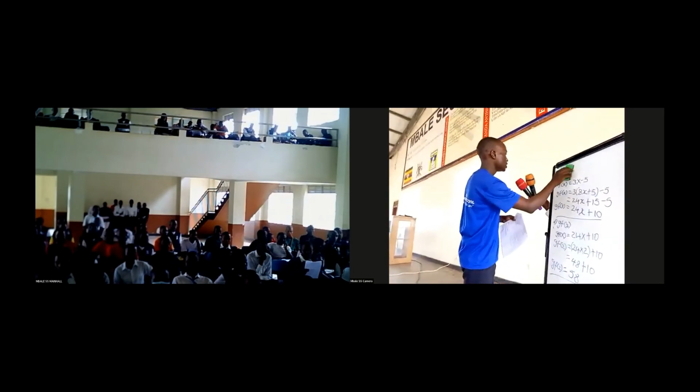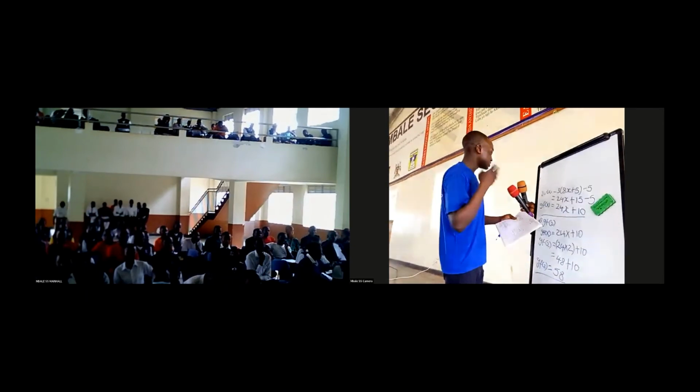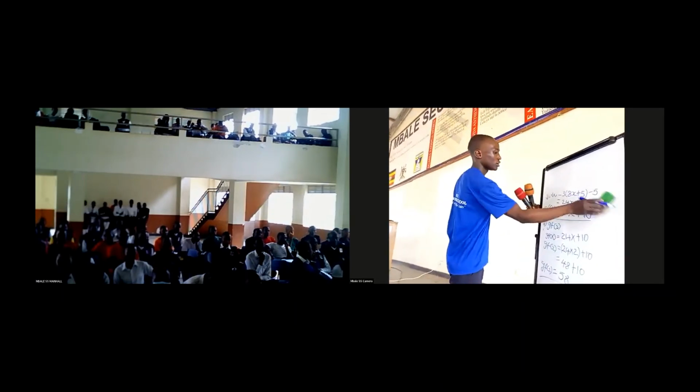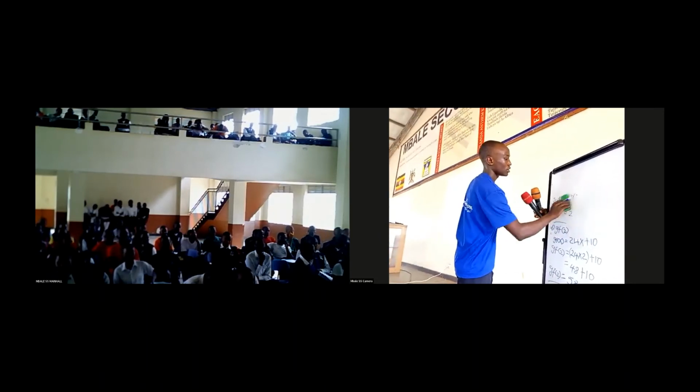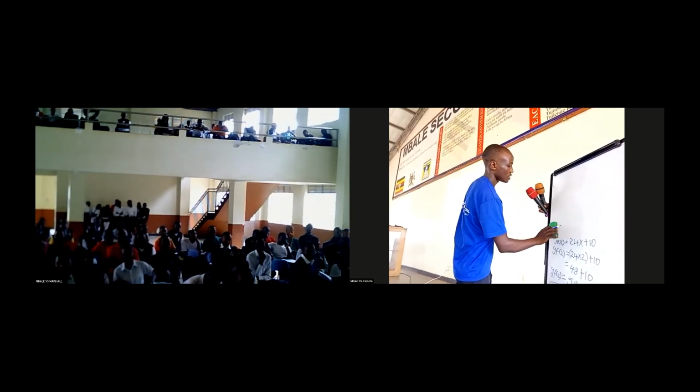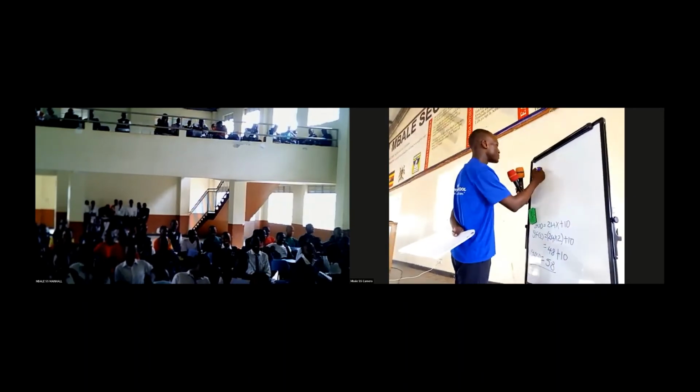Hello, sir. I beg your pardon. I said if you are given G of X equaling 3x minus 5, and also GF of X equaling 24x plus 10, how do I get the F of X?